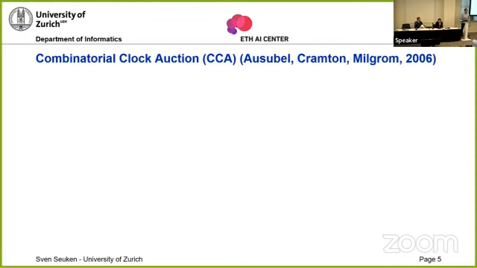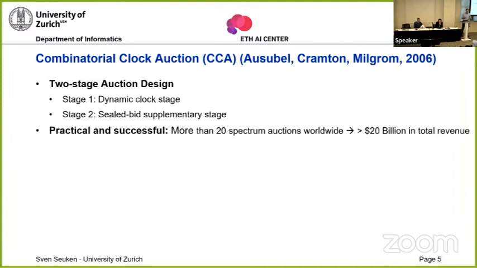So the starting point for our work on combinatorial auctions is the seminal paper by Ausubel, Cramton, and Milgrom on the combinatorial clock auction, which is this 2-stage auction design. In the first stage, you have a dynamic clock auction where prices are going up every round until demand is less than supply. And then in the second stage, you have a sealed bid supplementary stage.